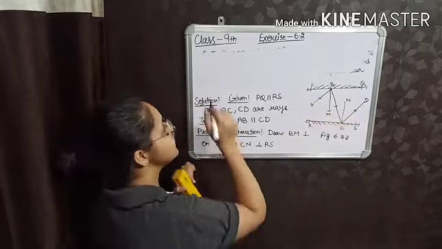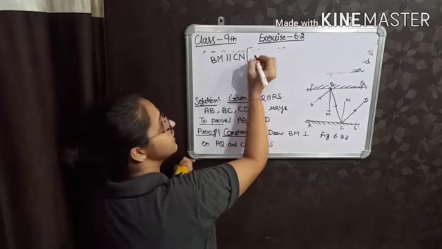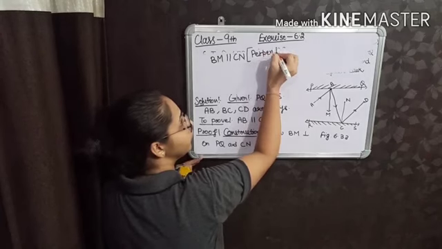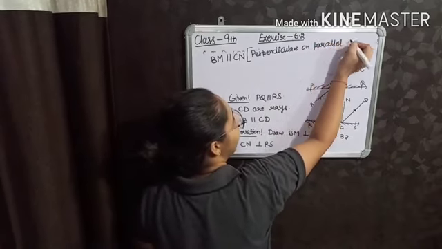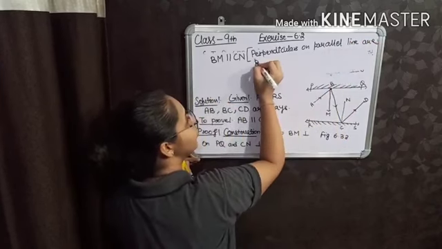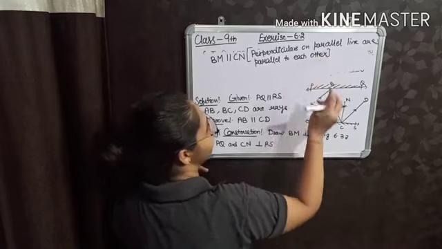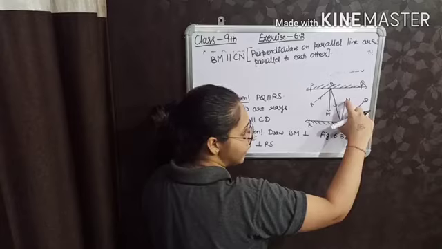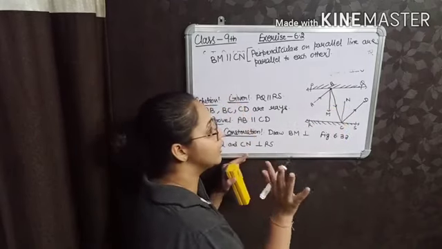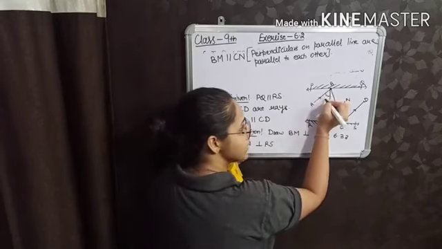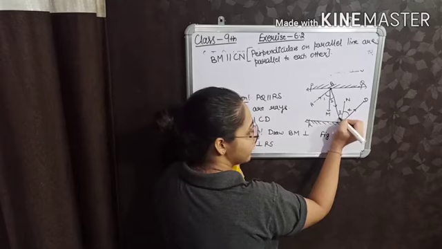Then these two perpendiculars will also be parallel. Why? The reason is, first you will write BM is parallel to CN, because perpendiculars on parallel lines are parallel to each other. I am repeating: if you draw perpendiculars on parallel lines, then these two perpendiculars will also be parallel to each other. Now, after constructing these perpendiculars, four angles are formed. I am naming them one, two, three and four.